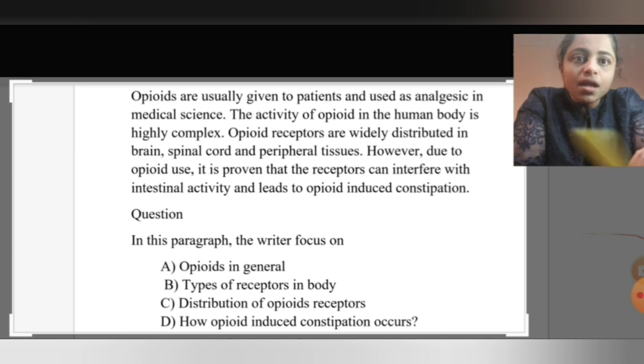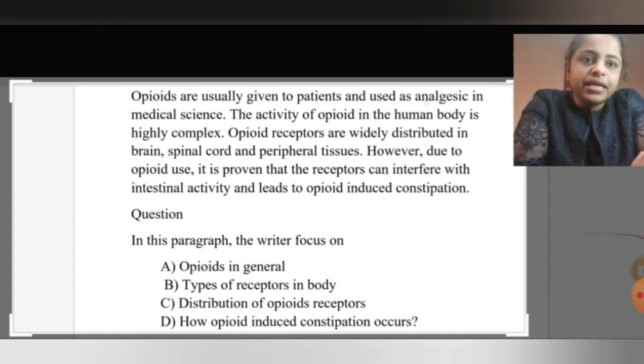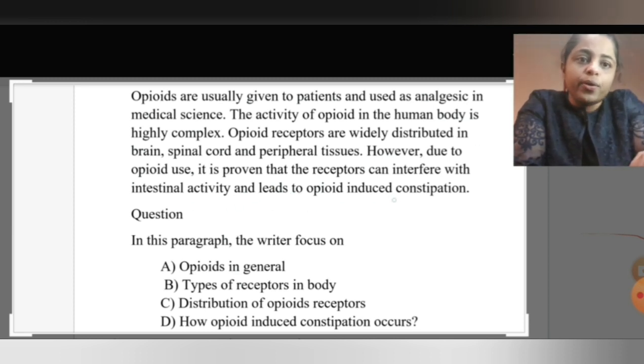So, now, opioids are usually given to patients and used as analgesics in medical science. The activity of opioids in the human body is highly complex. Opioid receptors are widely distributed in brain, spinal cord, and peripheral tissues. However, due to opioid use, it is proven that the receptors can interfere with intestinal activity and lead to opioid-induced constipation. So we have realized that this text is about opioids.